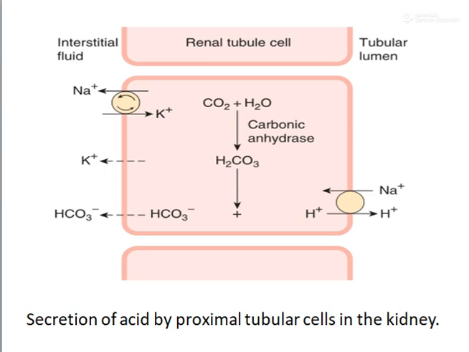Now come to the diagram. This is the secretion of acid by the proximal tubular cell of the kidney, and there is an Na+/H+ exchanger. The H+ is secreted into the tubular lumen and sodium enters into the cell. This H+ is formed by CO2 and H2O combining to form H2CO3, and this H2CO3 dissociates into H+ and HCO3- ion.